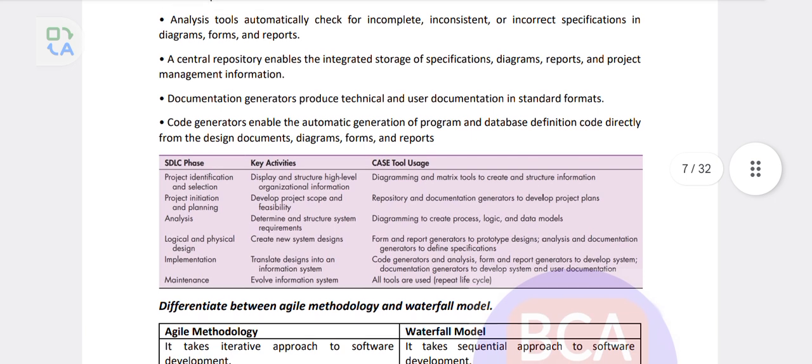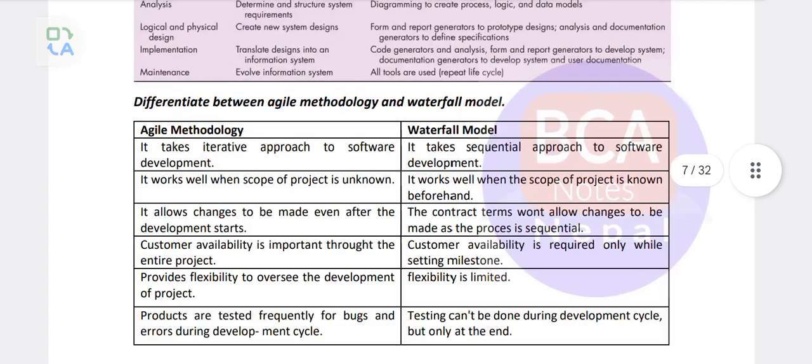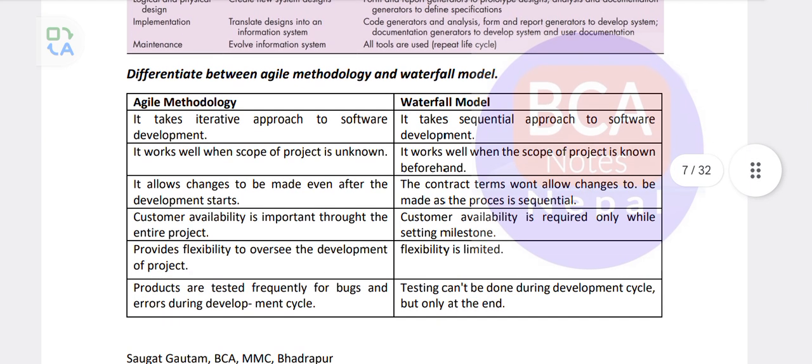Definition code directly. Agile methodology. It takes the iterative approach to software development. Waterfall takes the sequential approach to software development. Agile works when the scope of the project is unknown. Waterfall works when the scope of the project is known before. Agile allows the change to be made even after the development starts. The contract won't allow the change.